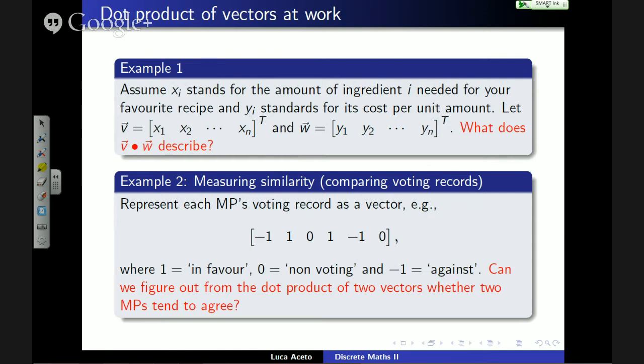So suppose you have the same information stored in a vector regarding my votes, assuming I'm an MP, which I'm not. And now you want to figure out whether I agree with Berlusconi. Can you do this using a dot product computation? So suppose Berlusconi and I agree a lot. What would the result of the dot product be?